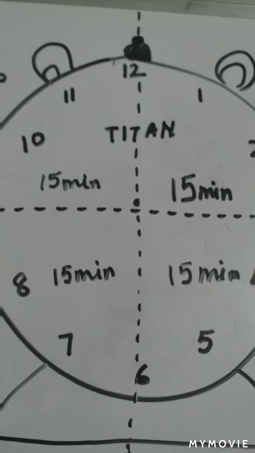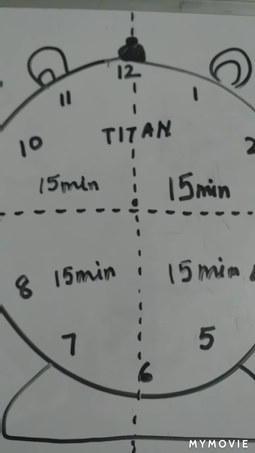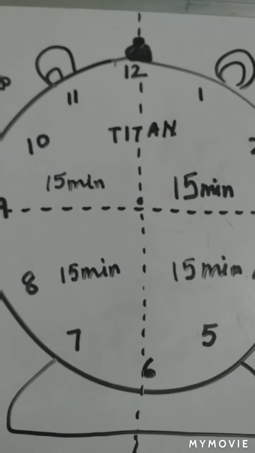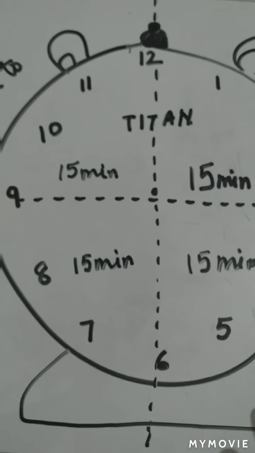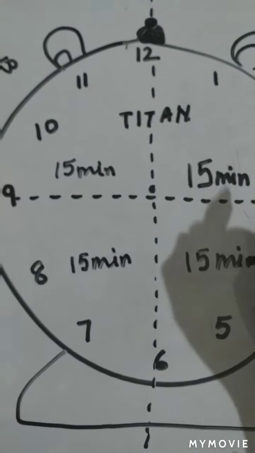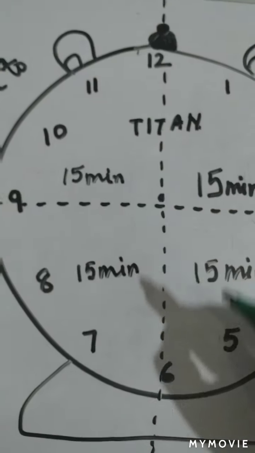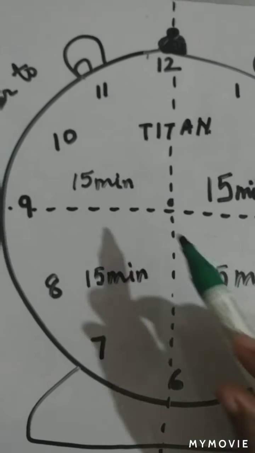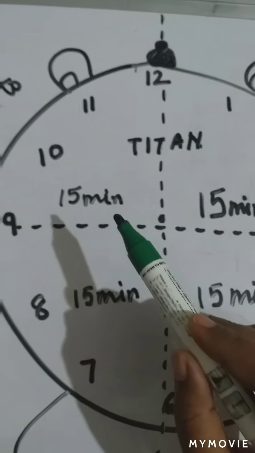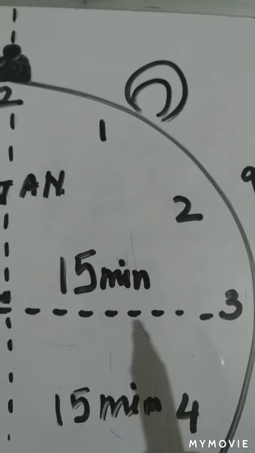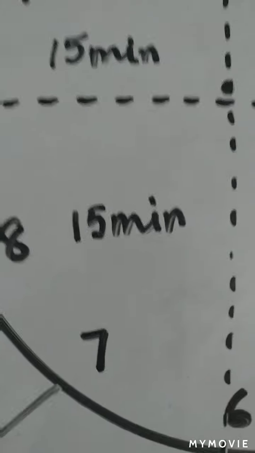So children, I have made a clock here just to make you understand what is quarter to and quarter past. So I have divided the clock into 4 equal parts. So each part will be 15 minutes because this whole 1 hour is of 60 minutes. 1 hour means 60 minutes. So 60 minutes I have divided into 4 equal parts, and each quarter, 1/4 part, shows 15 minutes. This is 15 minutes and it is a quarter, this is 15 minutes and it is a quarter, and this is 15 minutes and it is a quarter.